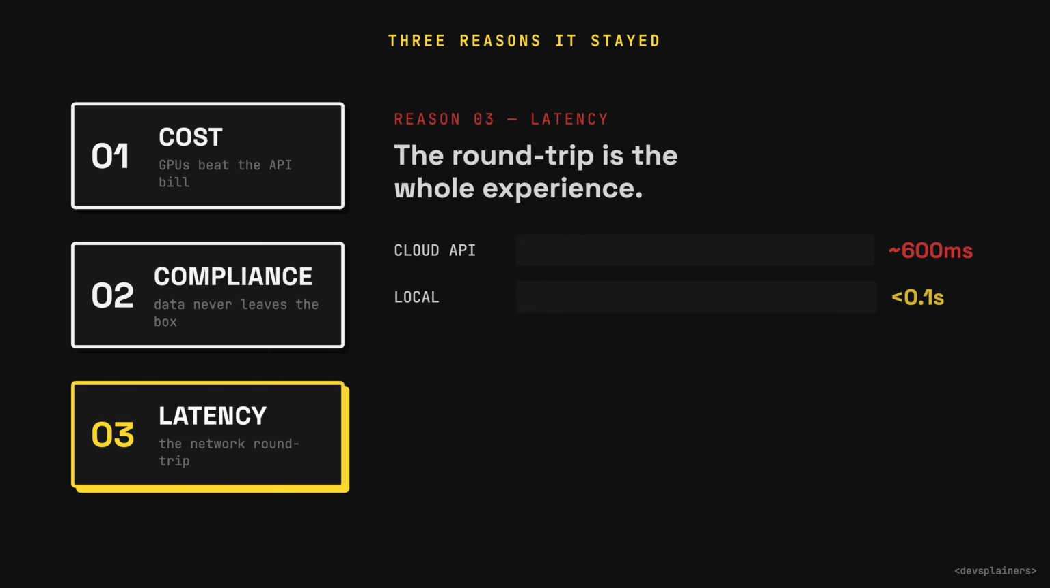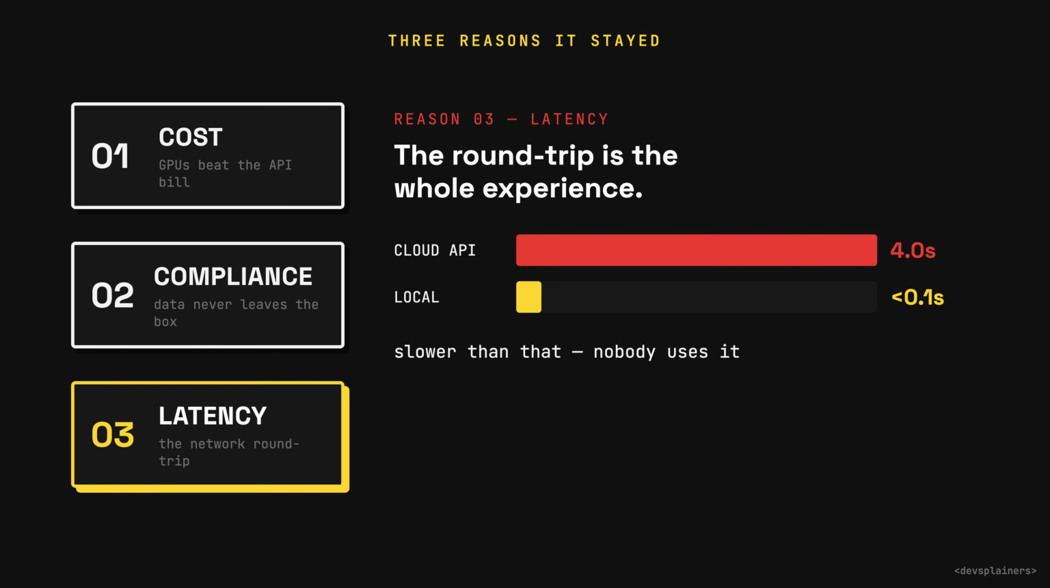3. Latency. A hosted API gives you a few hundred milliseconds before the first token shows up. Sometimes 4 whole seconds when it's busy. A small model on your laptop answers in well under a tenth of a second. Every time, no cold start. For autocomplete or voice, that response time is the feature. Slower than that and nobody uses it.